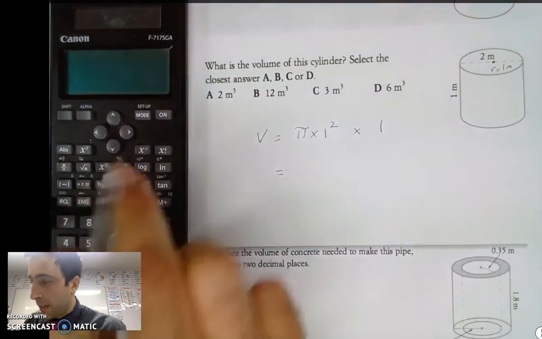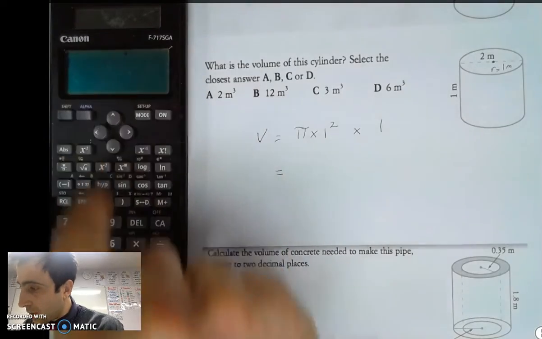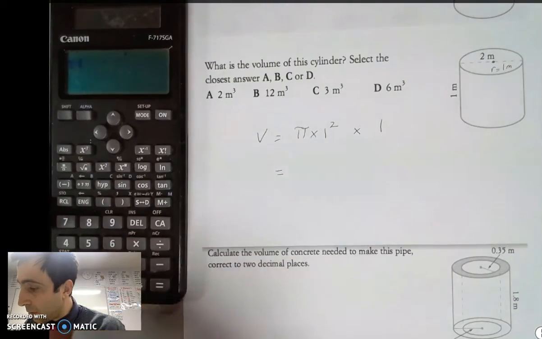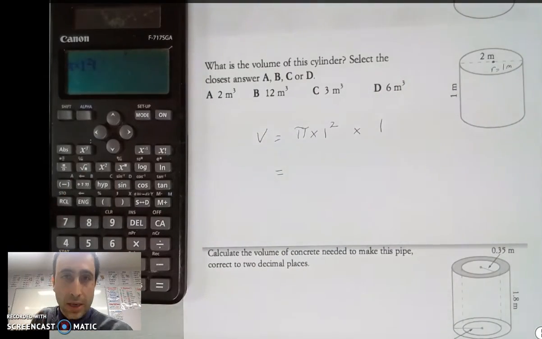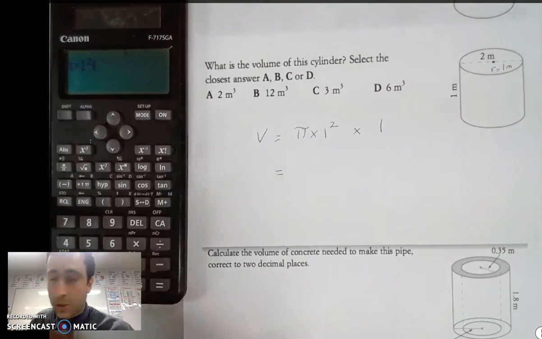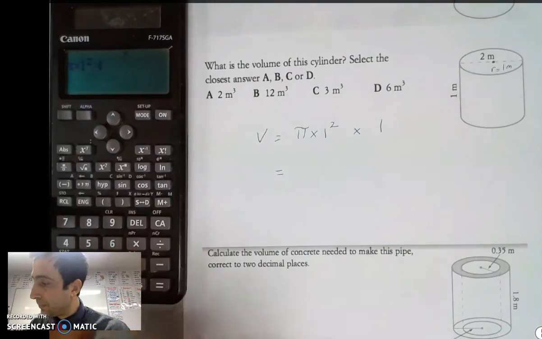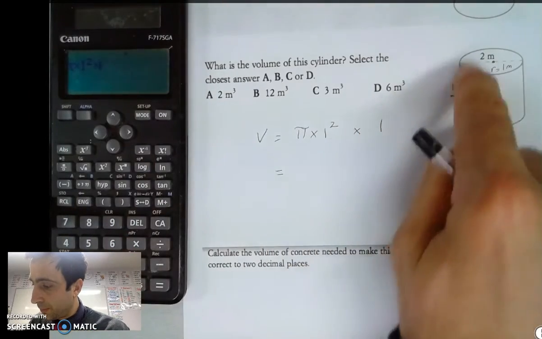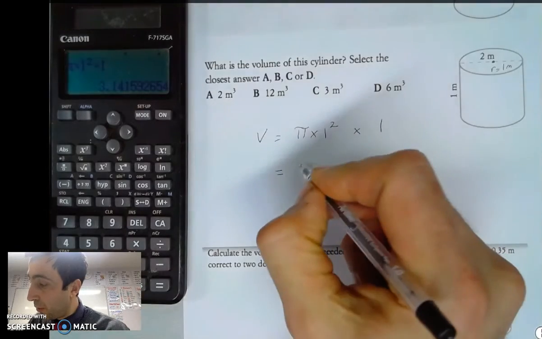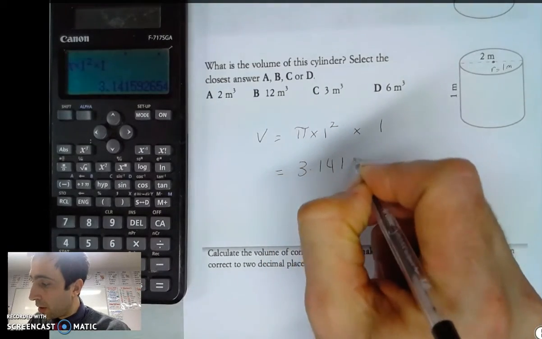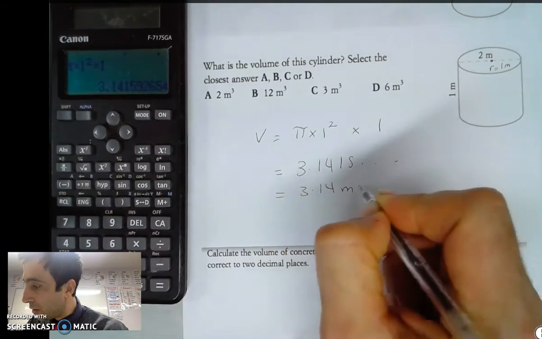Let's type it into our calculator. So that's shift pi times 1 squared. Now some of you are going, 1 squared is 1. Doesn't matter. I'm just putting it in just to show you what to type into your calculator. So that's pi r squared times by the depth, which is 1. And boom, you have your answer, which is 3.1415. I'll just round that off to 3.14 meters cubed.